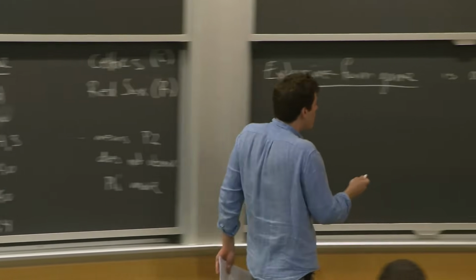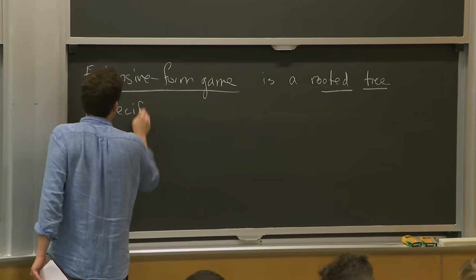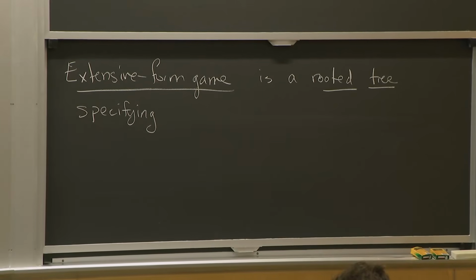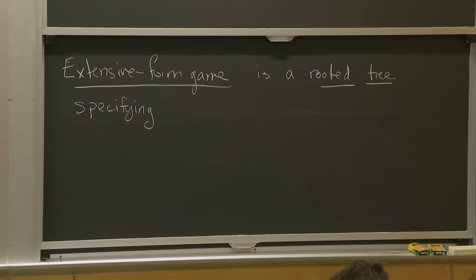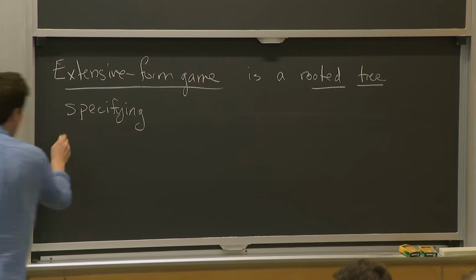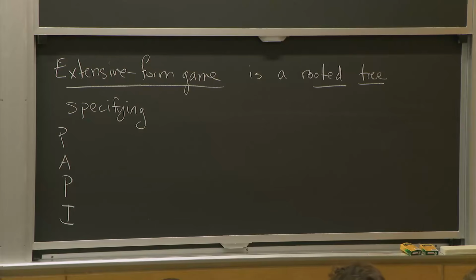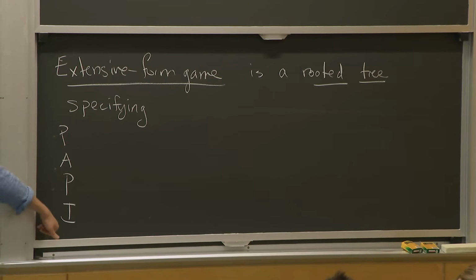I want to make, so it's a rooted tree specifying 4 things. So I want to first specify each of them kind of informally, and then I want to talk formally about how they appear on the graph. So there's 4 things it specifies, and I like using the acronym PAPI to remember it. So this is players, actions, payoffs, information. So let me write that down.